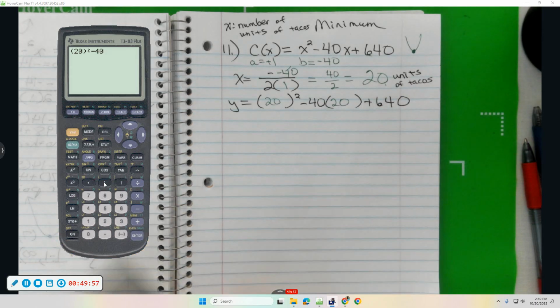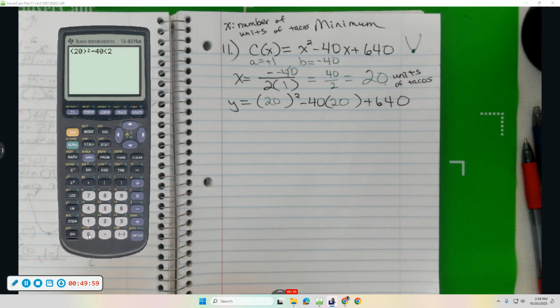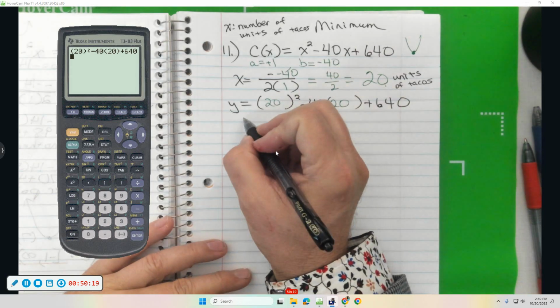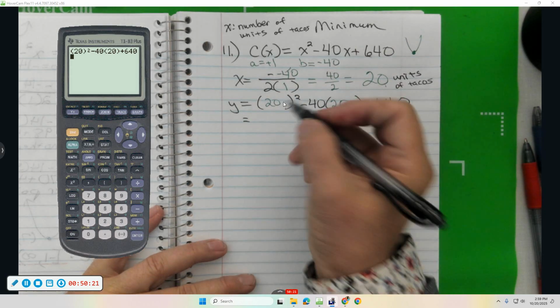Should we expect any negative answers on this problem? No. Would it make sense to have negative tacos? And it wouldn't make sense to have a cost that's negative. The lowest cost you could possibly have is 0. To have a negative cost, what would that mean? They're giving you money? They'll give you tacos and money at the same time. No, that's not going to happen.